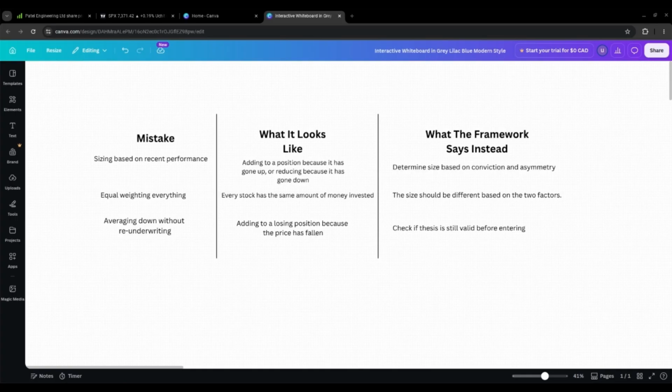The framework has no shortcuts. That is not a limitation. That is the point.